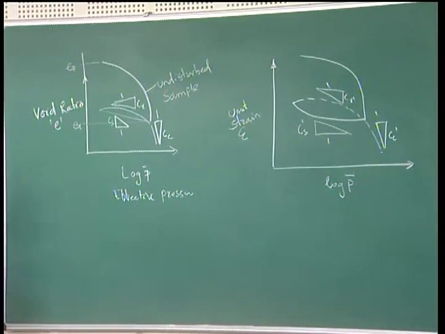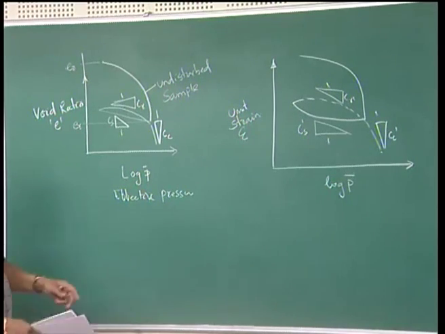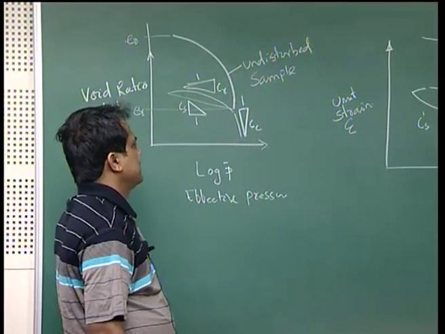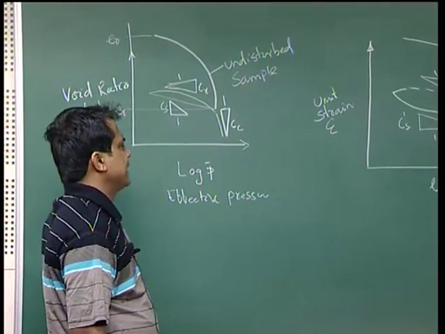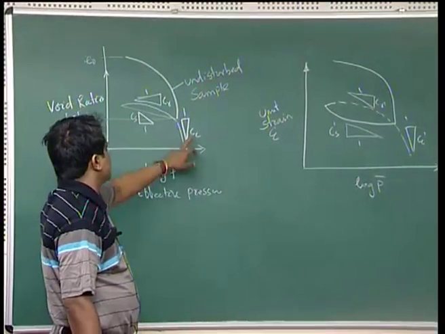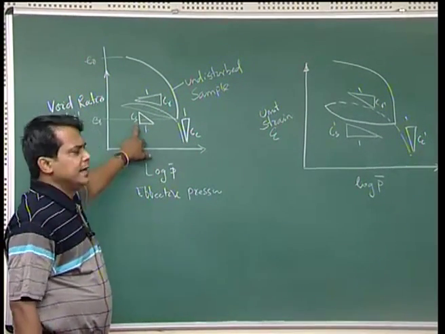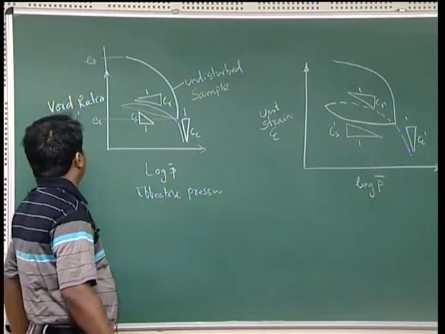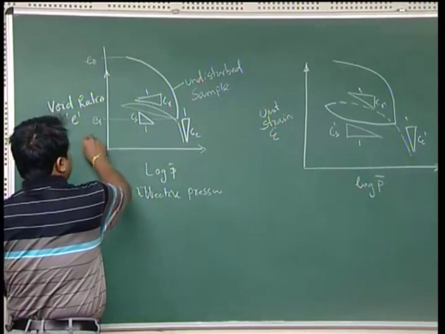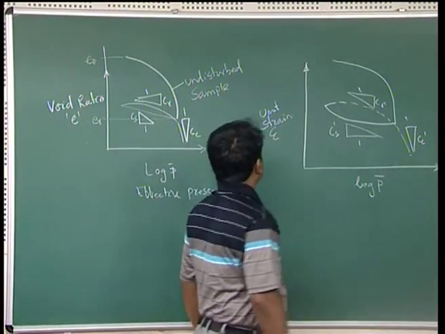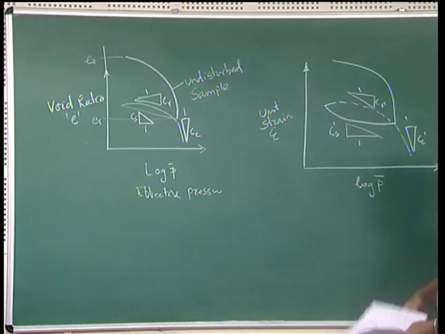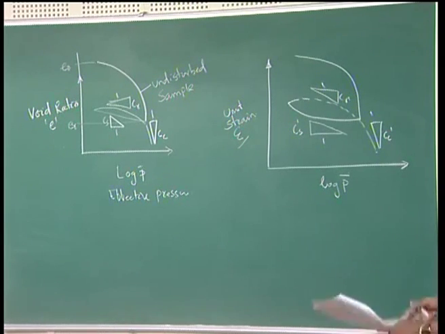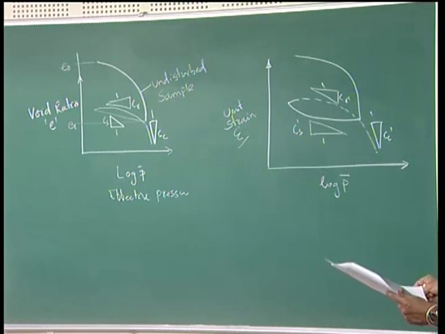Now, yesterday, meaning last class, we covered Cc, the compression index. Two curves you can plot and generate for finding out Cc, Cr and Cs. What is Cc? Cc is your compression index, Cs is your swelling index, and Cr is your recompression index. Either you plot void ratio e versus log P or unit strain versus log P.